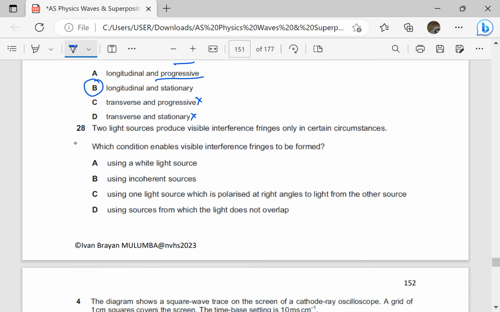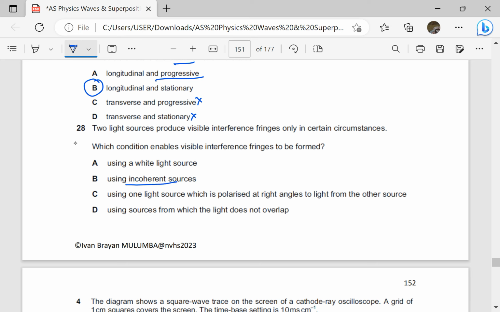Two light sources produce visual interference fringes only in certain circumstances. Which conditions enable visible interference fringes to be formed? Of course, if they are visible, then they must have wavelengths in the visible range. That is, they must have a wavelength in the visible region of the electromagnetic spectrum.